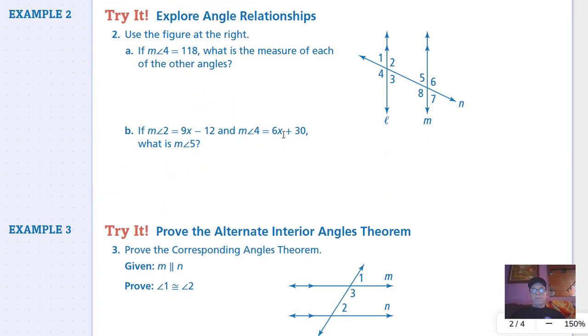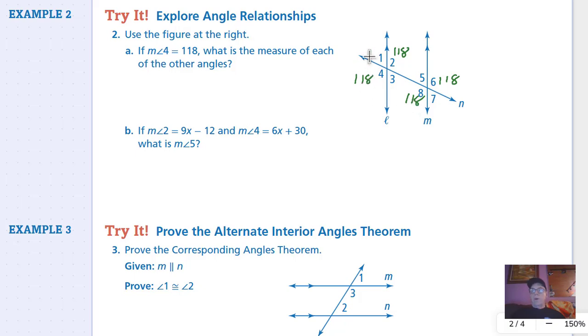Use the figure at the right. If the measure of angle 4 is 118 degrees, so we'll put 118 in there, what's the measure of each of the other angles? Well, let's jump these measures around. Angle 2 is going to be 118 because it's a vertical angle. Angle 8 is going to be 118 because it's a corresponding angle. Angle 6 is going to be 118 because that's a vertical angle to angle 8. Or we could have also done alternate exterior with 4 and 6.